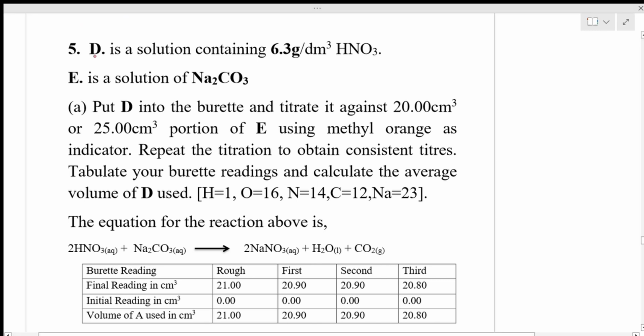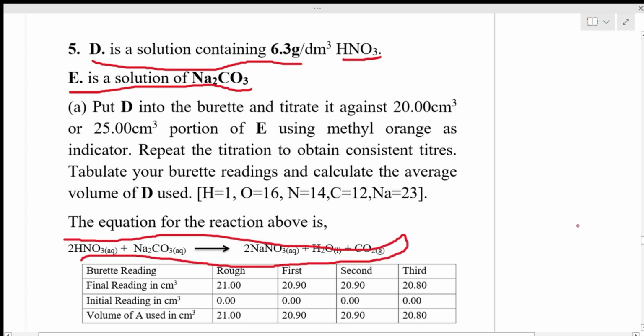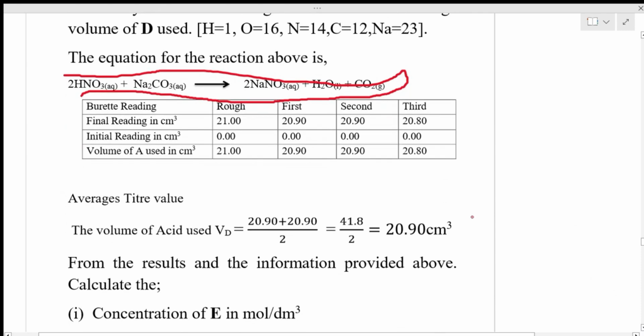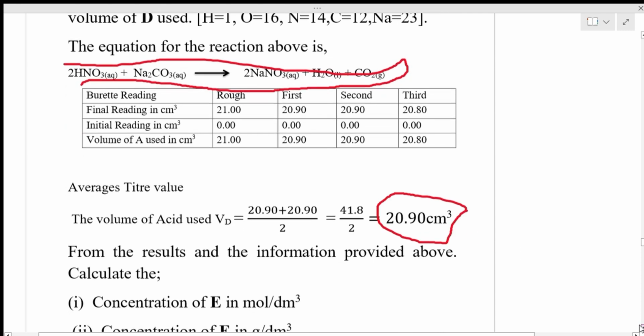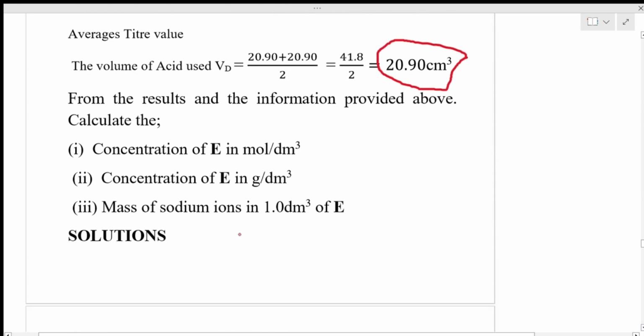All right. D is a solution containing 6.3 gram per dm³ of HNO3, and E is a solution containing Na2CO3. Put D into the burette and all of that. Our equation still remains this, and our table of values is still this. The volume of acid we are using is 20.90 as said earlier. So let's look at the main questions to solve this time around. Calculate the concentration of E in mole per dm³, conc of E in gram per dm³, and mass of sodium ion in 1 dm³ of E.